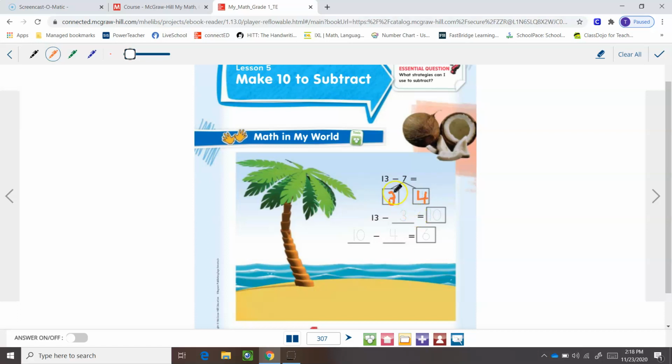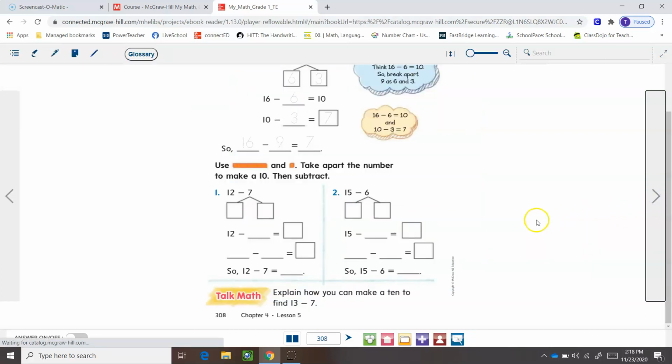So now what I do is I take my 3 and I take it away from my 13. So 13 minus my 3, and that's going to equal 10. So there I've made my 10 to subtract. Now it becomes much easier. I need to just take my 10 minus my 4, and I write my number sentence right there. So 10 minus my 4, and that's going to give me my answer of 6. So in a long roundabout way, 13 minus 7 is the same as 10 minus 4, and that is going to equal 6. So let's look at another example here.